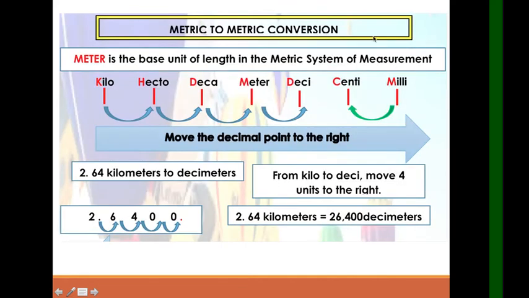And then, for the metric to metric conversion naman, meter is the base unit of length in the metric system. So, yung pinaka-base natin ay yung meter. So, laging ginagamit yung meter, lalo na kapag ang pinag-uusapan natin, halimbawa, is yung land measurement, yung mga lupa. So, we usually use the square meter, di ba? So, lagi natin narinig yung word na meter. Then, meron tayong mga length dito like kilometer, hectometer, decameter, yan, meter, decimeter, centimeter, and millimeter.